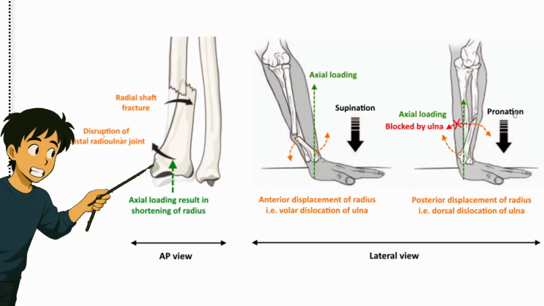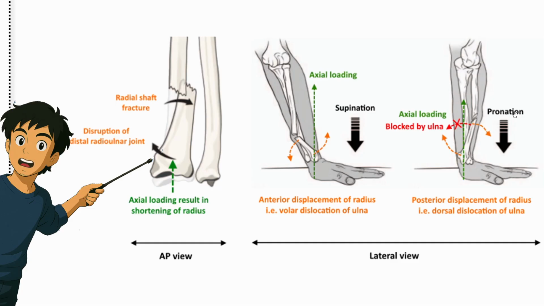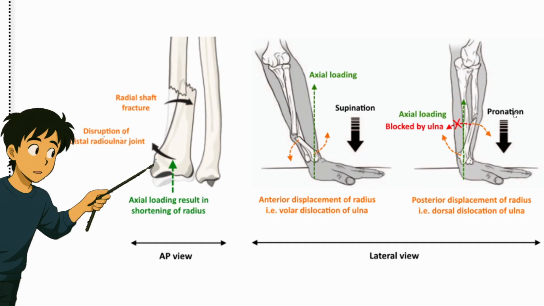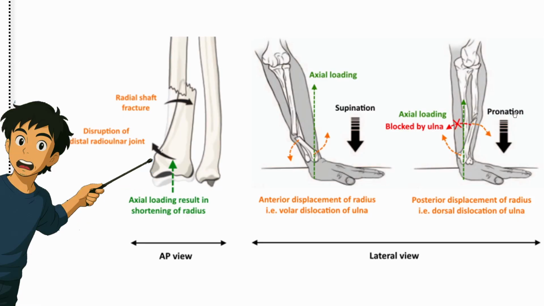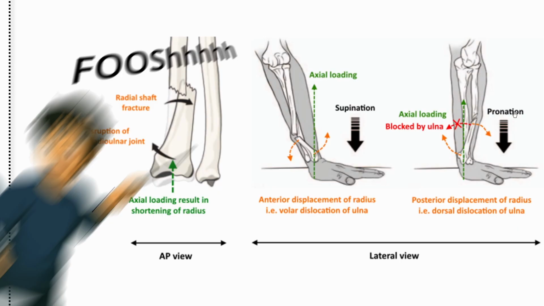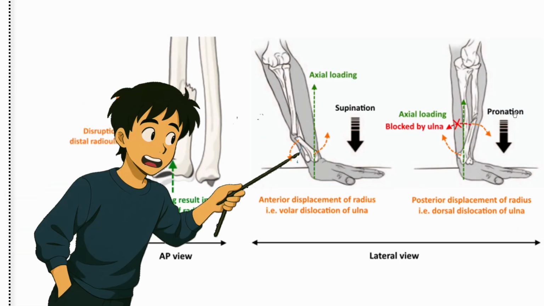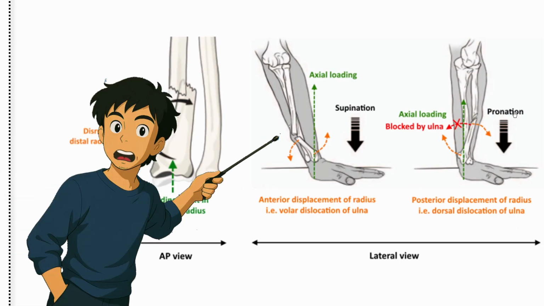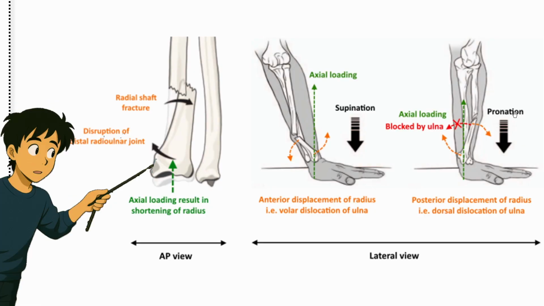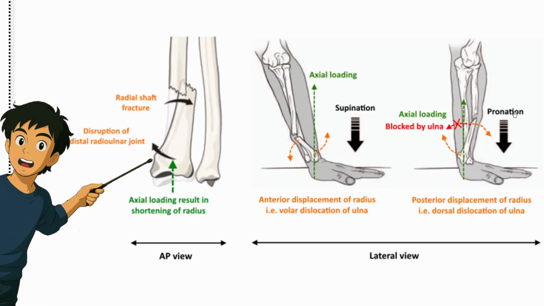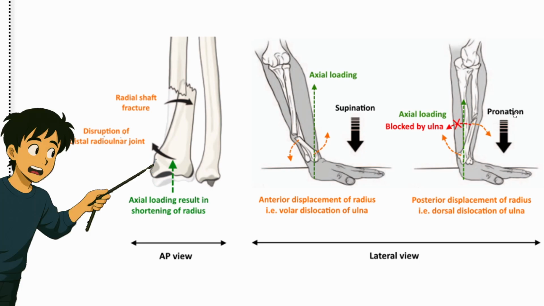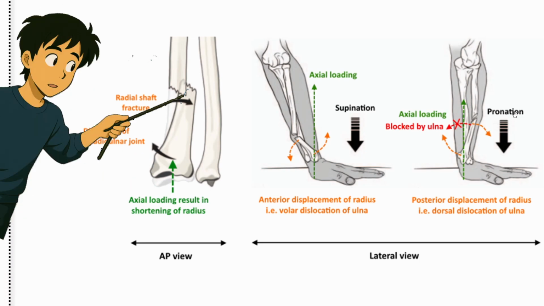Now, as you can see that there is something written in the green. It tells that axial loading results in shortening of the radius. Now, what is axial loading? Axial loading is nothing but whenever the person is falling down. So let's suppose that FOOSH injury, they fall on outstretched hand. So there is an impact. There will be a sudden impact, or the force is so much that it tends to shorten the radius. Now the radius is a rigid bone, it cannot be shortened, so what happens? It cracks. It cracks where? It cracks in the distal 1/3.